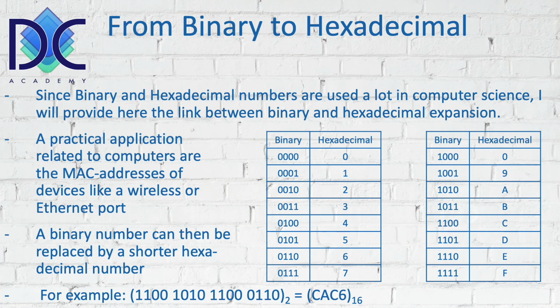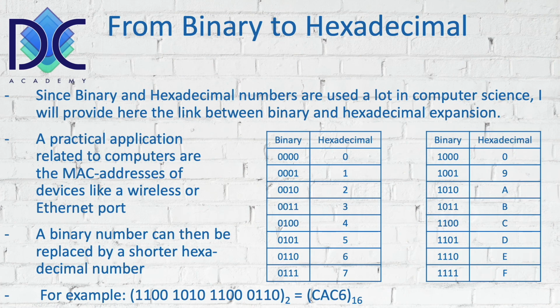Then we have 1100, which is C again. And then we have 0110, which is 6. So basically the number that we find is CAC6. And that's the hexadecimal equivalent.